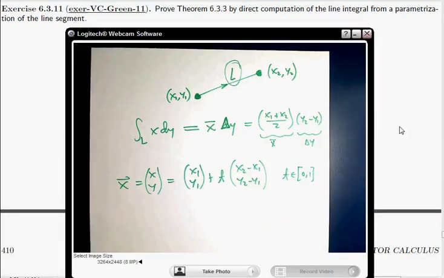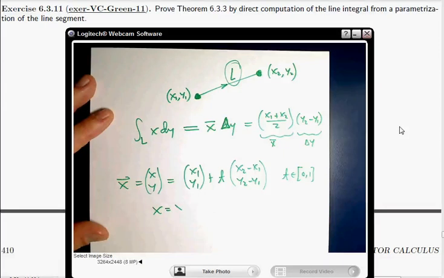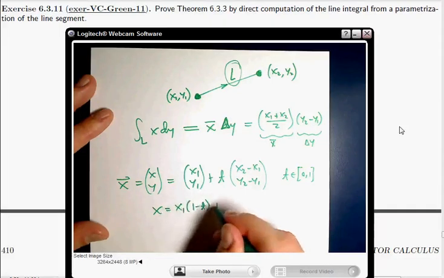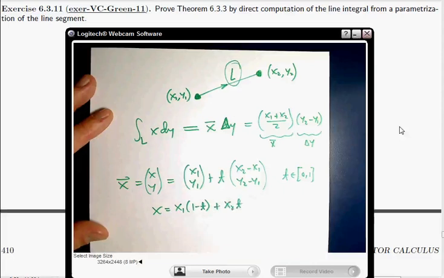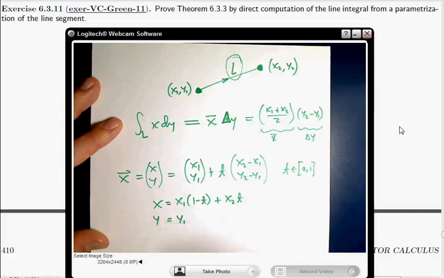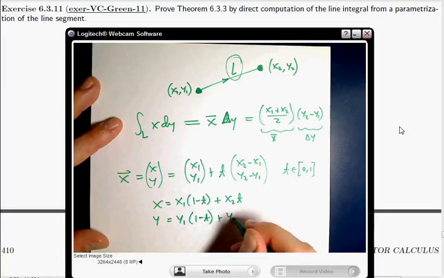Let me pause on that for a second. Does that make sense as to how that is a parameterization? Everybody good? Alrighty then. So I could rewrite x as x1 times (1 minus t) plus x2 times t, and y as y1 times (1 minus t) plus y2 times t.